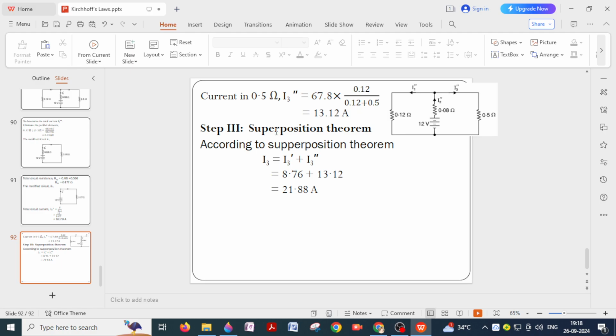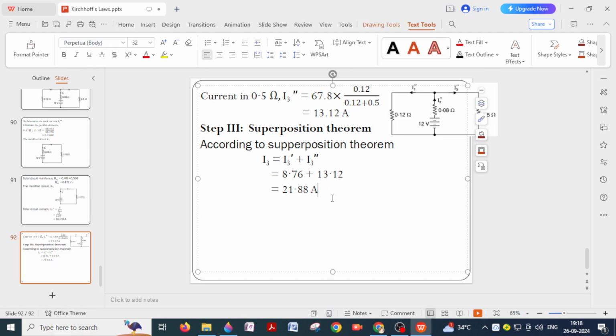Now according to the superposition theorem, I3 should be equal to I3 dash plus I3 double dash. So I3 dash is 8.76 and I3 double dash is 13.12. You just add it, you will get 21.88 amperes.